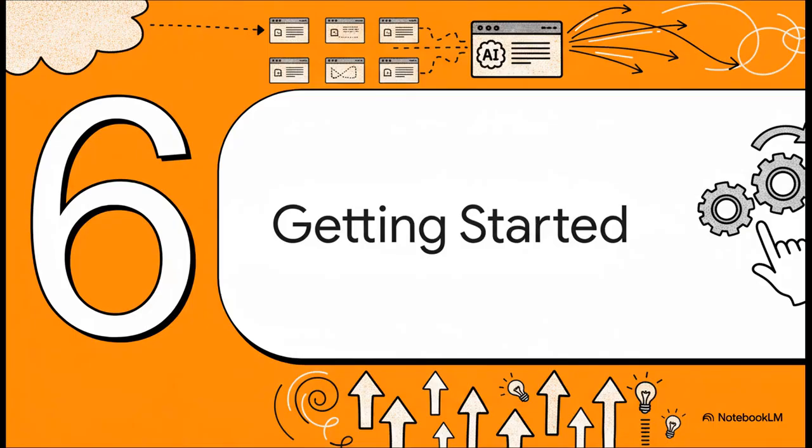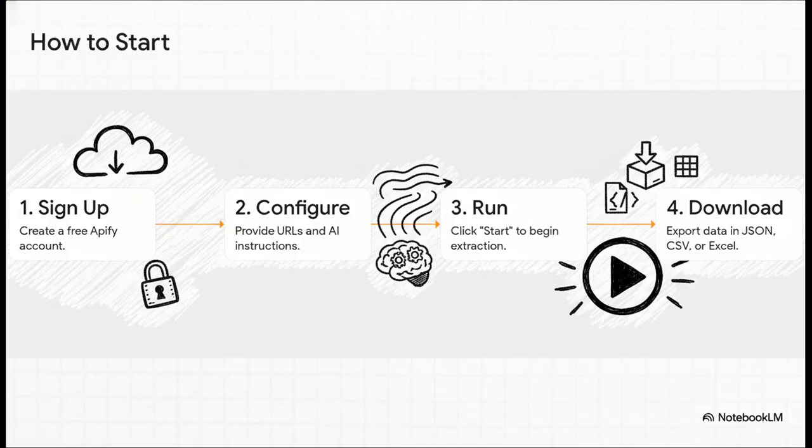So I bet by now your mind is probably racing with all the ways you could use this, right? Well, the good news is, getting started is incredibly straightforward. It's a super simple 4-step process. 1, you sign up for a free account. 2, you configure the tool, and this is the fun part where you just paste in some URLs and type out your instructions. 3, you hit start and let the AI do its thing. And 4, you download your perfectly structured data all ready to go.